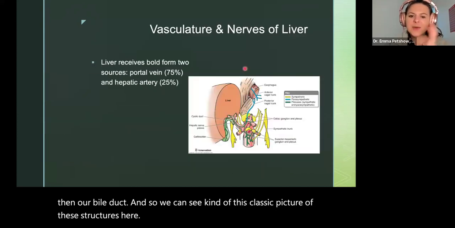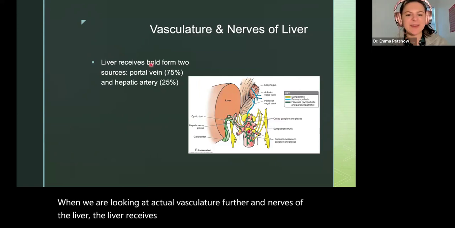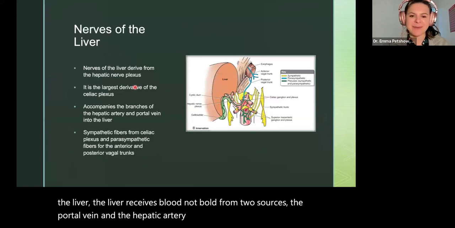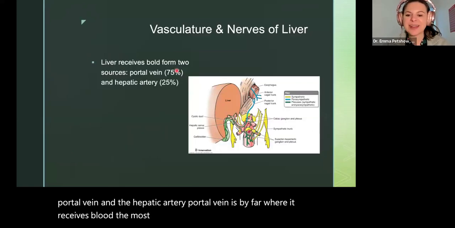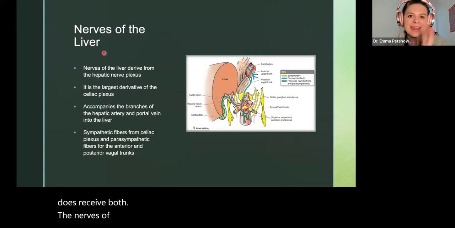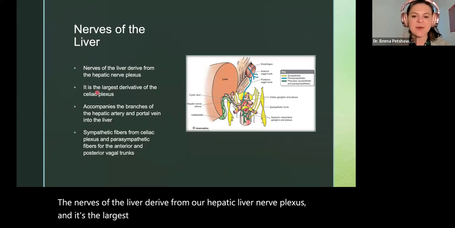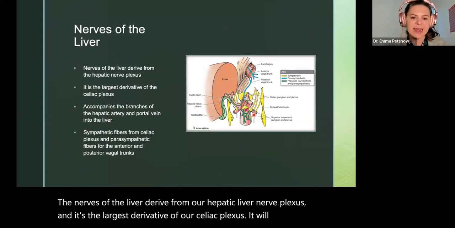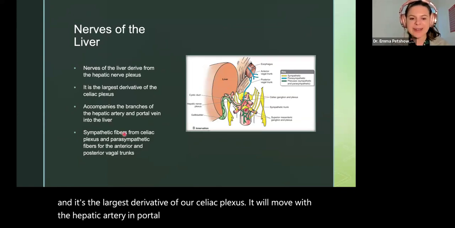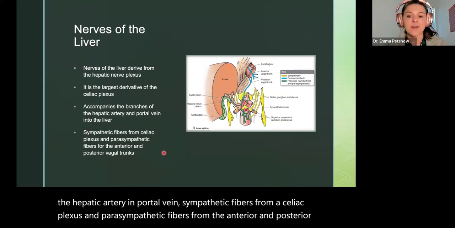When we are looking at actual vasculature further and nerves of the liver, it receives blood, not bolds, from 2 sources, the portal vein and the hepatic artery. Portal vein is by far where it receives blood the most from. So we're getting a lot more blood coming in, venous blood, than we are getting arterial blood, but it does receive both. The nerves of the liver derive from our hepatic liver nerve plexus, and it's the largest derivative of our celiac plexus. It will move with the hepatic artery and portal vein. Sympathetic fibers from our celiac plexus and parasympathetic fibers from the anterior and posterior vagal trunks are the 2 big pieces of innervation here.